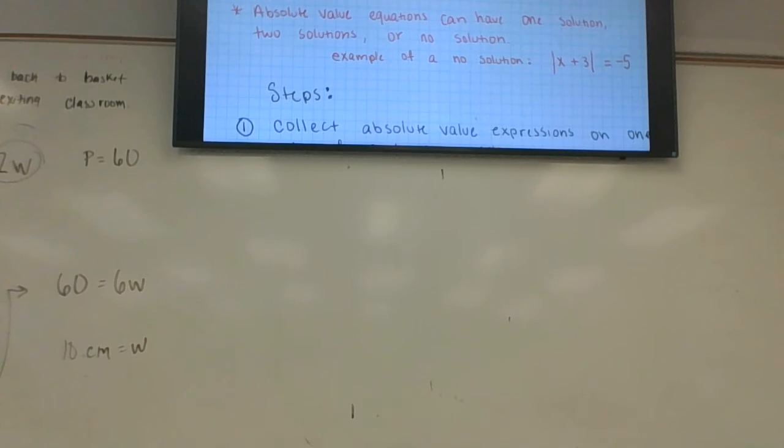What do you never do? Never distribute. Yeah, that's not how absolute value works. And in our group examples, we can't distribute it.